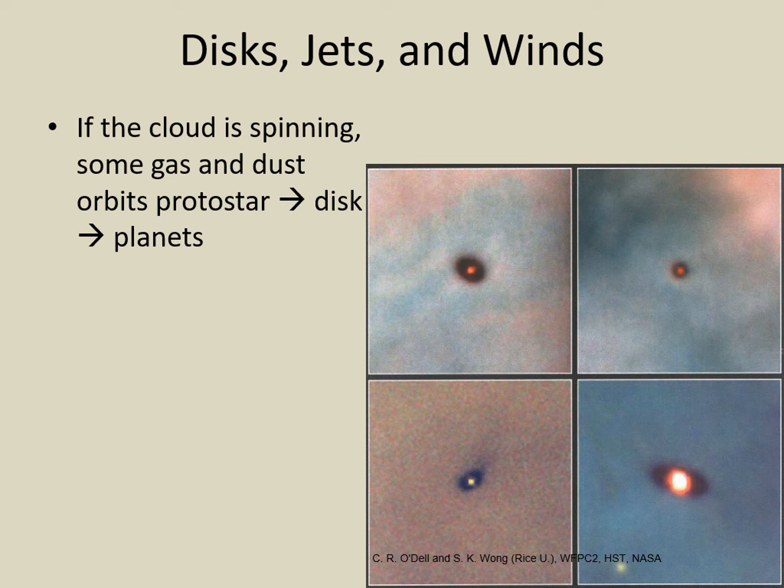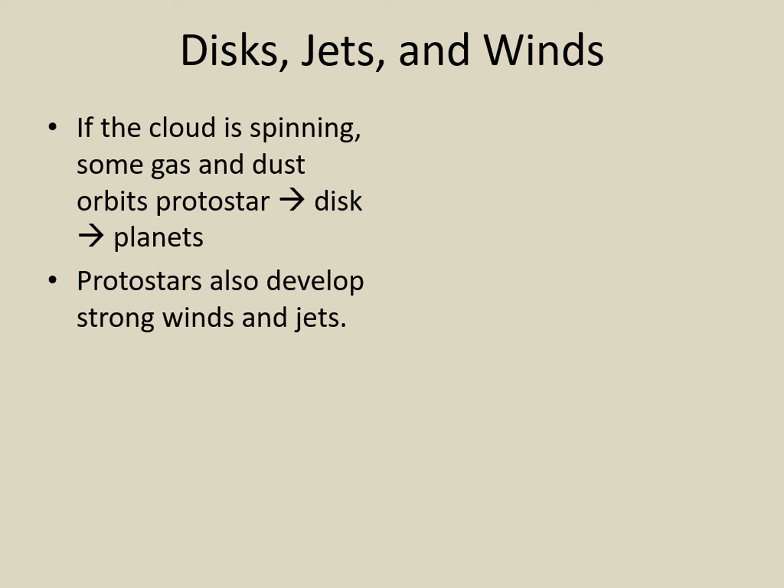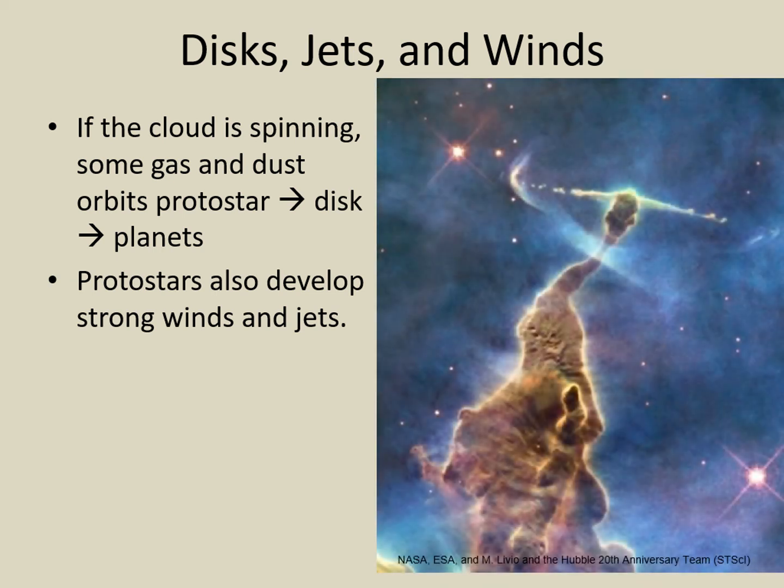Another thing we observe about protostars is that they have very strong winds and jets. The winds are really streams of gas flowing away from the star. Jets are more typically directed away from the star's poles. In this picture, you can see two jets emerging from a protostar that is buried in this cloud of gas and dust. On the left, there's an arc of glowing gas where the jet is slamming into the surrounding interstellar medium. Our Sun has a solar wind, though it's much weaker than the ones we see around protostars.